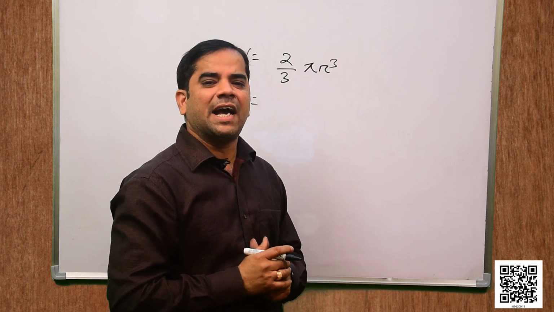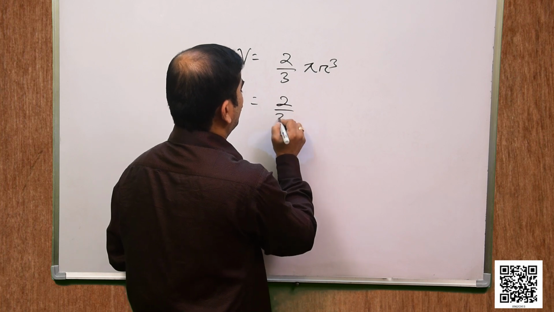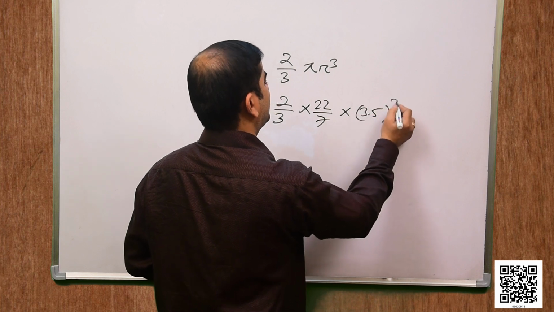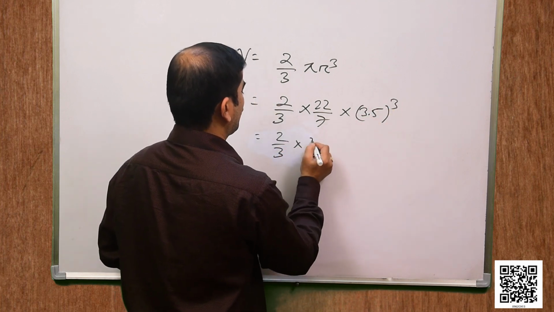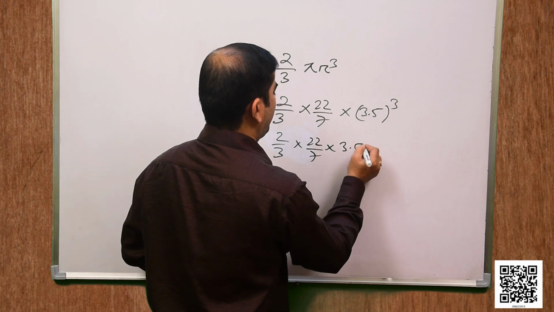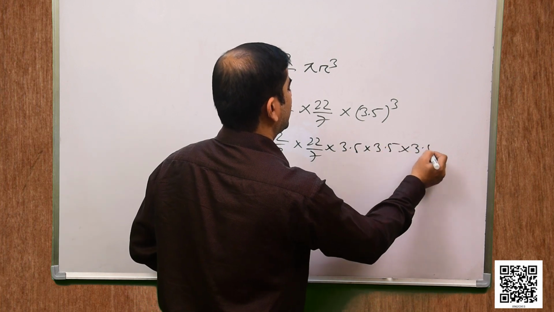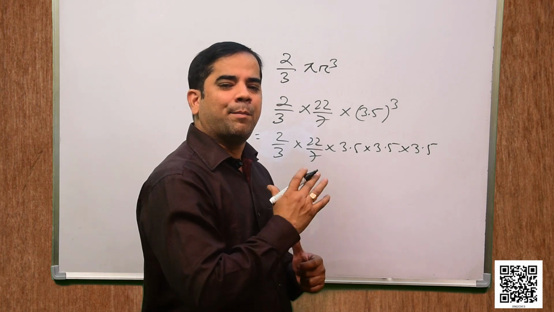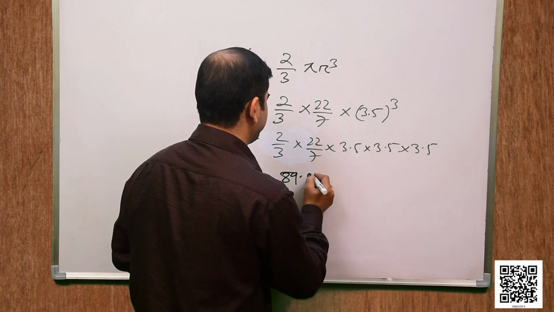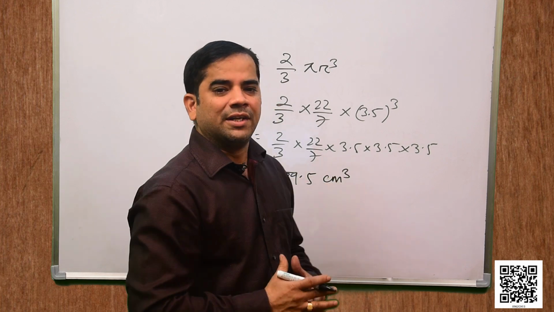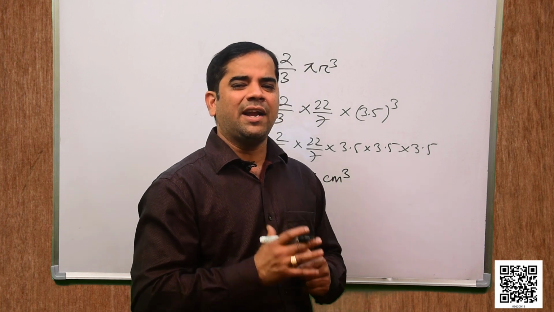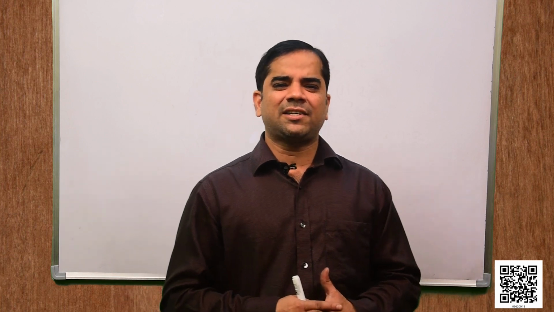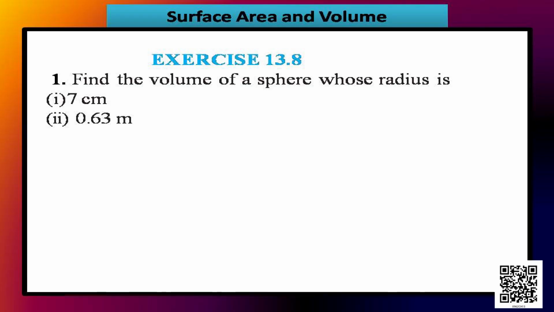Here radius is given as 3.5 centimeter. So this is equal to 2 by 3 into 22 by 7 into 3.5 cube. So 2 by 3 into 22 by 7 into 3.5 into 3.5 into 3.5, and when we calculate, it will come up to 89.5 centimeter cube. So this is the volume of water the bowl can contain. Hope you understand.